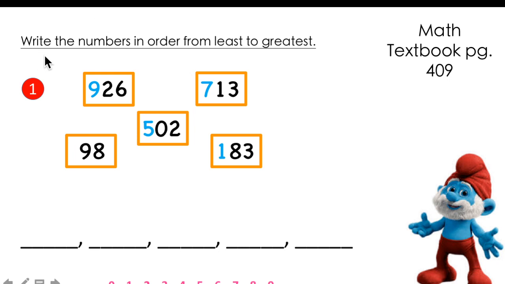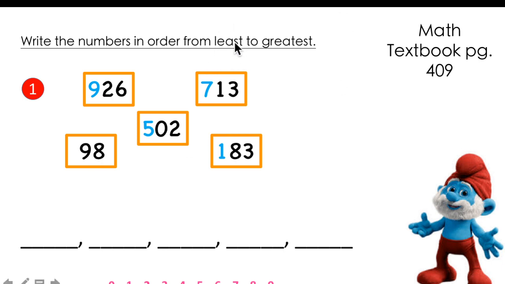Let's start. Write the numbers in order from least to greatest. Remember what least means? From smallest to the biggest number. Let's go. We have these numbers and I already marked the hundreds digits for you in blue. Here I didn't make 100 blue because it has only 2 digits. It does not have the hundreds digit.